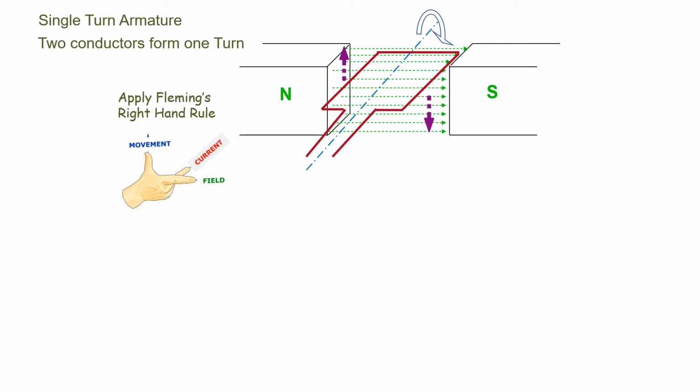Apply the Fleming's right hand rule to the left side conductor. Show the first finger of the right hand in the magnetic field direction, the movement by the thumb upwards, the second finger which is oriented towards the inside will show the current direction. In order to generate the current in this direction, the voltage polarity will be as shown.